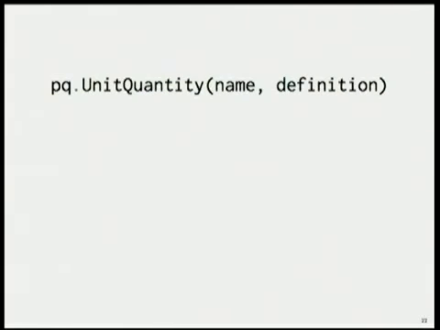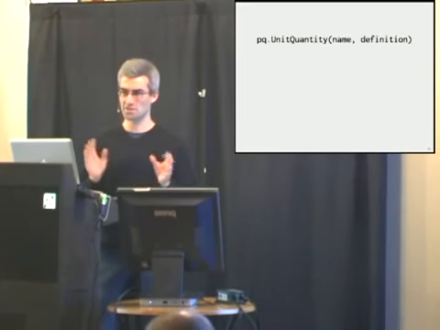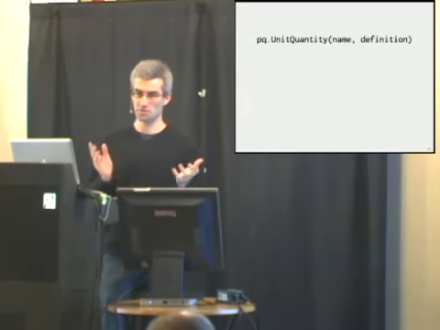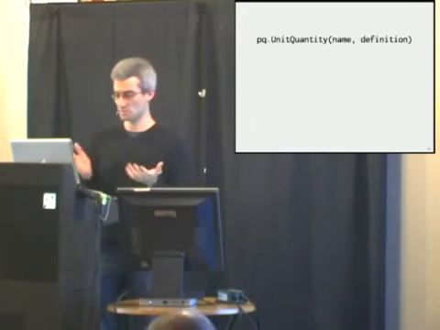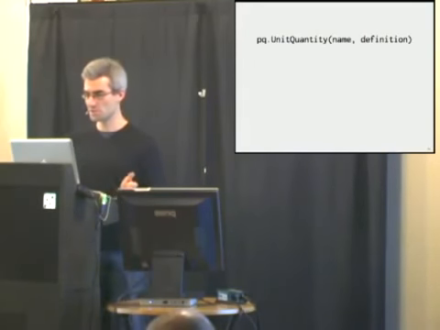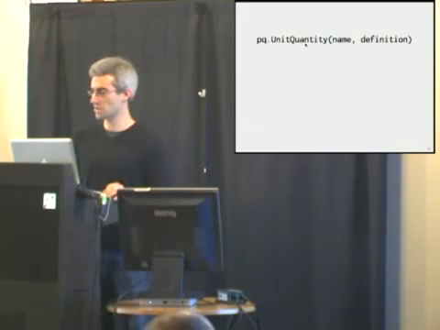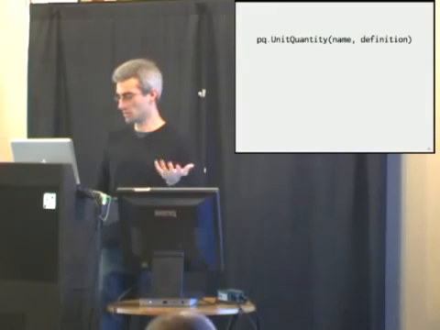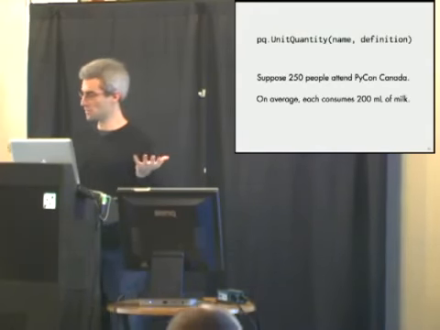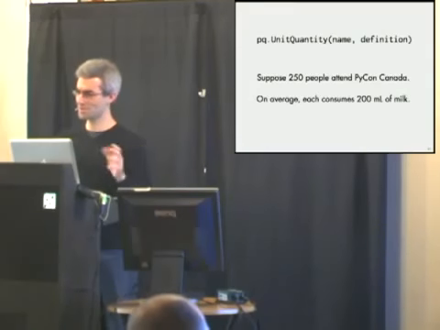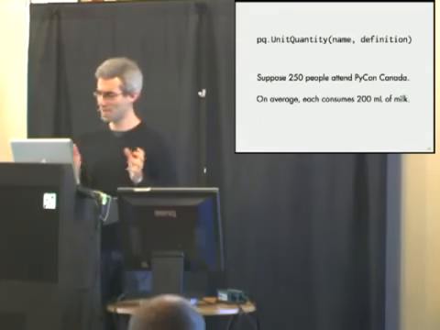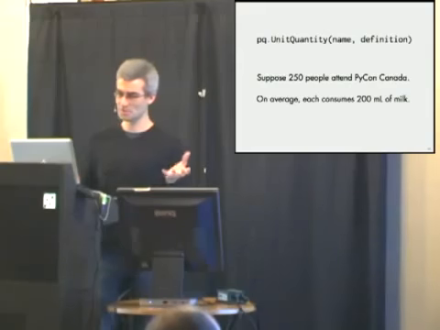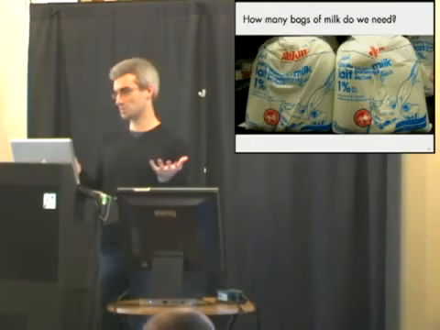Sometimes you'll be working with quantities that aren't already defined. So meters, kilograms, that kind of stuff, we know about that. But there are other units that you might use in your domain that aren't in quantities yet. So you can define your own units using this unit quantity class. Just give it the name of the units and then a definition, which is kind of how it maps to an existing quantity. So I'll give another Canadian example. Suppose that there are 250 people at PyCon Canada, which I think is relatively accurate. And on average, we consume about 200 milliliters of milk. Question, of course, is how many bags of milk do we need?